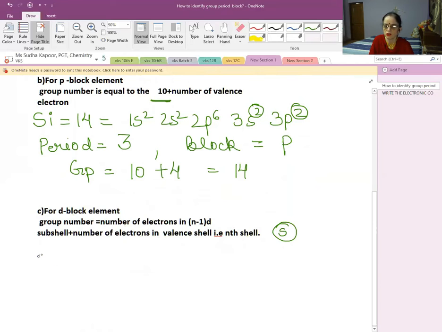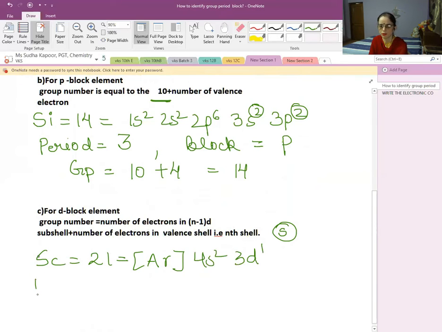Let us take the example of scandium, which has atomic number 21. The number of electrons in the valence shell is 4s. We are going to write it in the form of argon, 4s2 3d1. So the period number is equal to the principal quantum number. The principal quantum number is 4 here. Block is equal to the last electron's orbital. It is the d block.